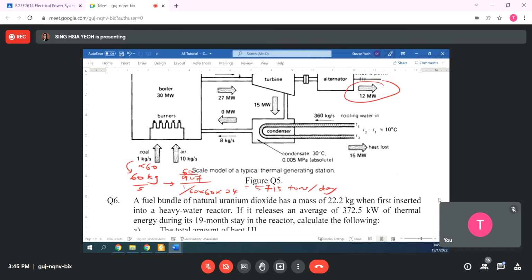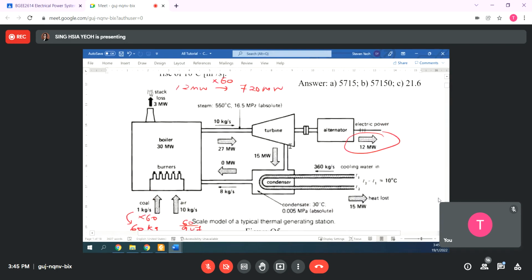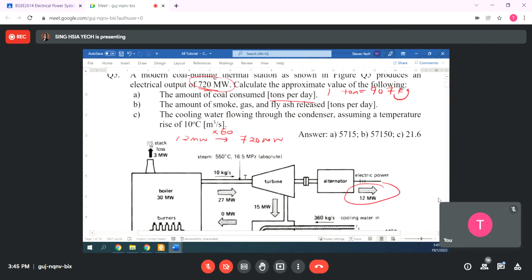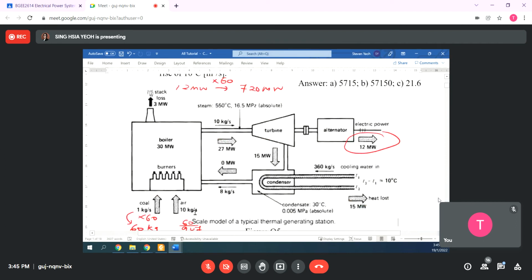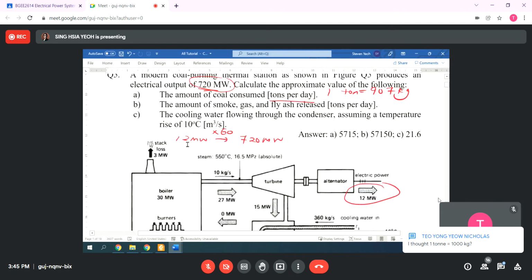Can you understand? Why 60? It is because in the diagram here, 1 plus 10 raw material burning, then you are going to produce 12 megawatt of output power. So that's why 12 megawatt times 60, then you get 720 megawatt. It's near to 1,000, and a lot of people say 1,000 kg, but the actual value is 907 kg.